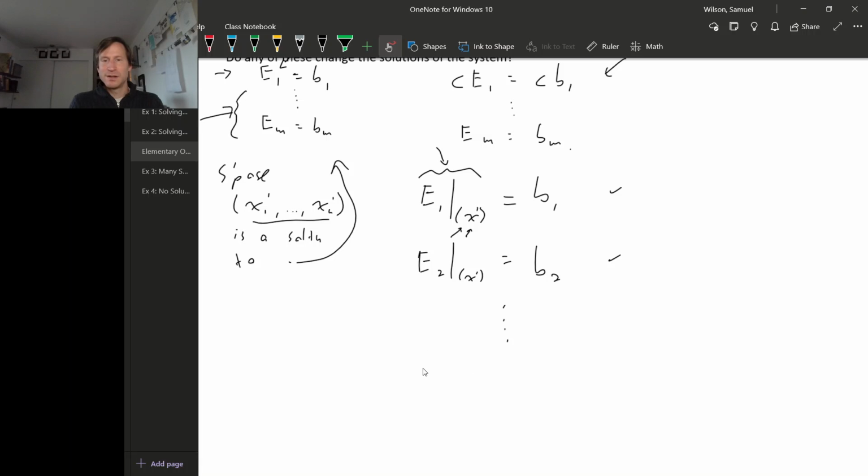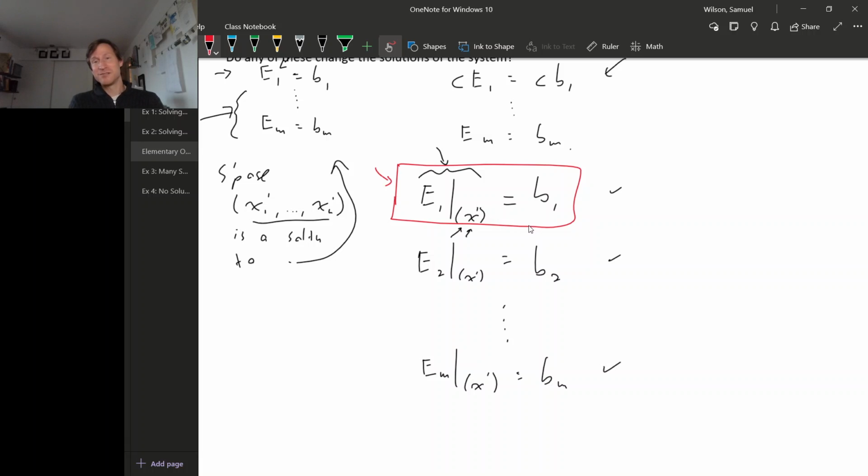to e sub m, evaluate that at all the x's, and that is equal to b sub m. Well, if we take this expression here, now remember, this equation doesn't have any variables anymore because we plugged in all of the x values that we have. So this is just a true equation, right? There's some numbers and some arithmetic on the left and a number on the right. And when you do the arithmetic, you do get the number on the right.